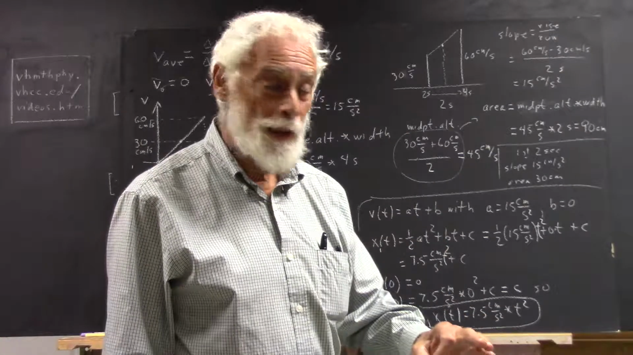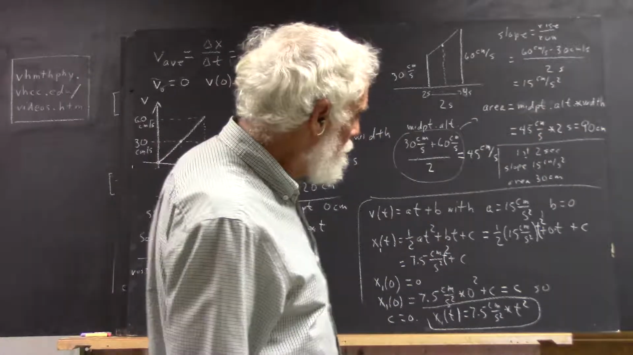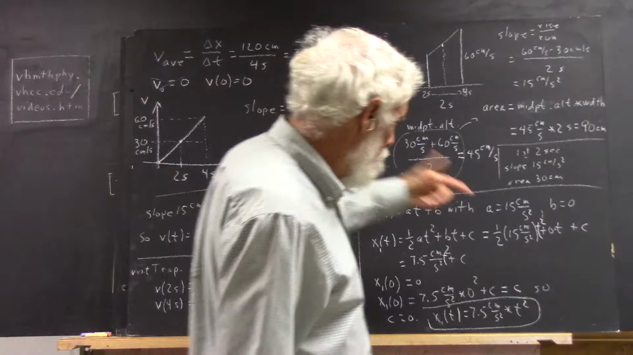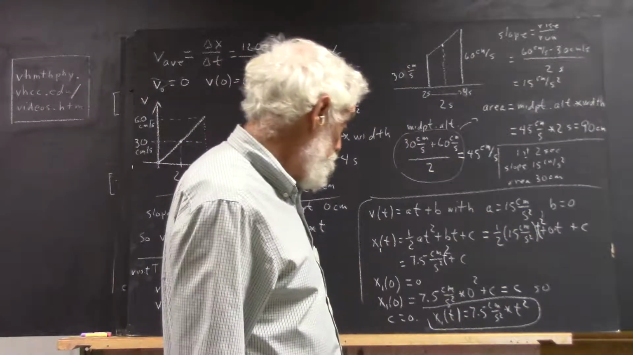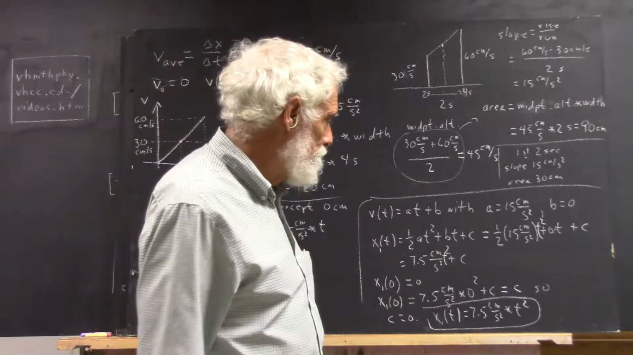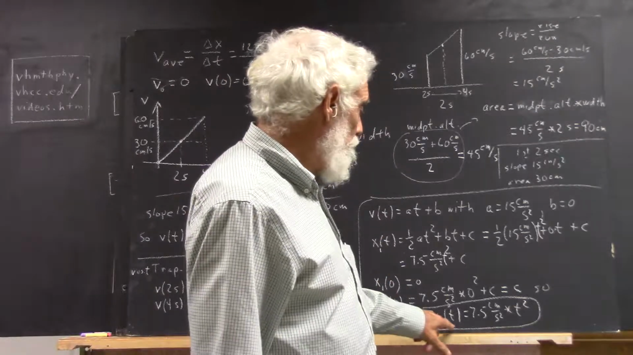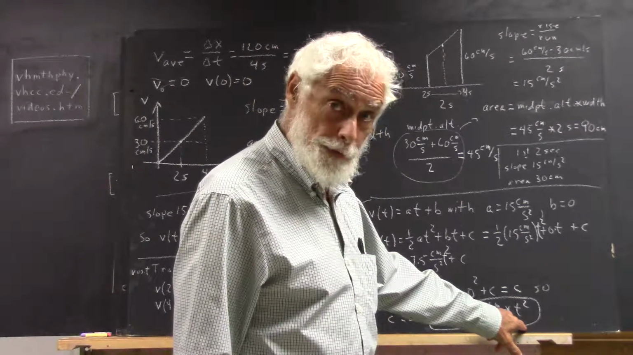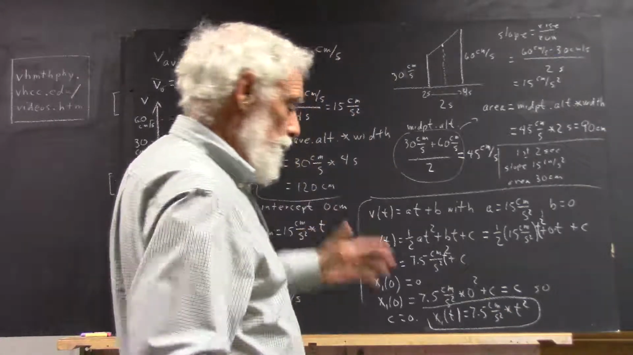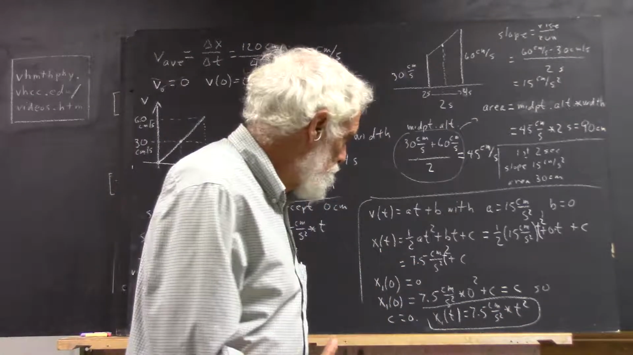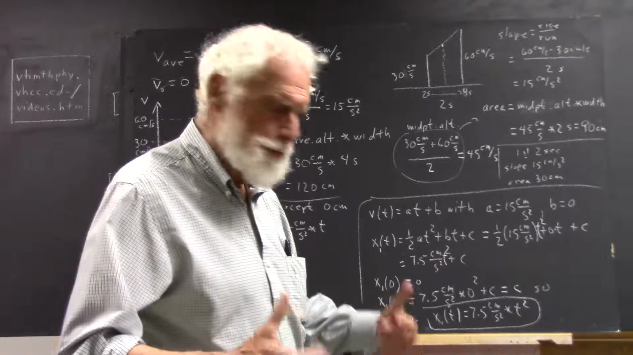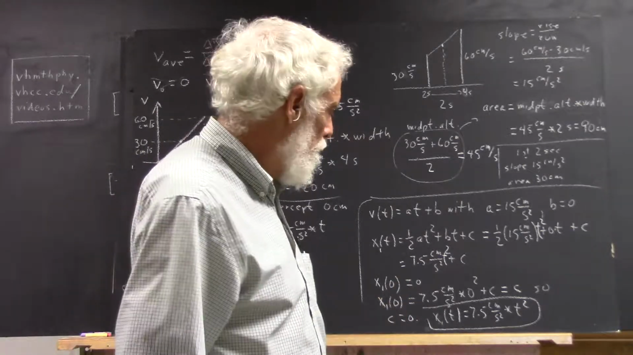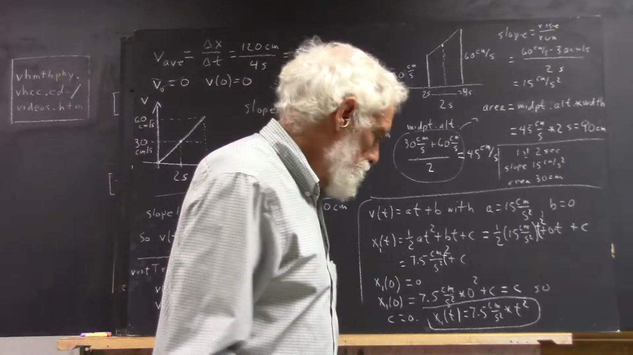What do you conclude about c? It's got to be 0. So c is 0, and x1 of t is just this. Now, in a minute, we're going to have another motion in the opposite direction, on the same x scale, but starting at a different point, moving in the opposite direction. So we'll see how to handle that.